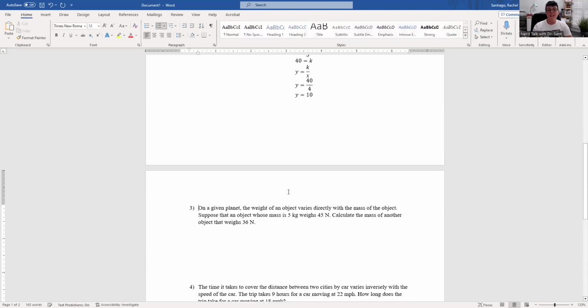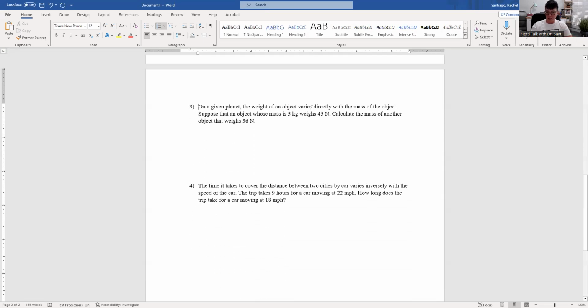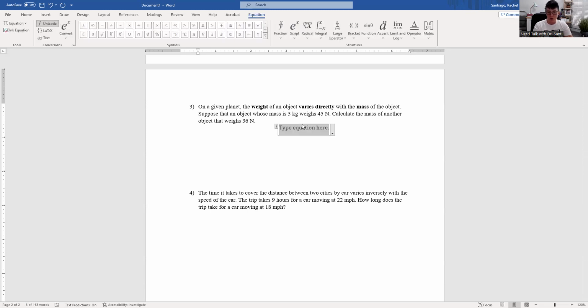Let's take a look at an example ALEKS problem. On a given planet, the weight of an object varies directly. So this is actually really important to us. So the weight of an object, if I had to decide, I'm probably going to use W for the weight of an object. And it says varies directly with the mass of the object. So again, I'm using letters that are associated with what I'm trying to find. So let's start with the equation, just the general form. So the weight of an object varies directly as the mass of the object. Boom, there's my equation. Weight W, M, mass.